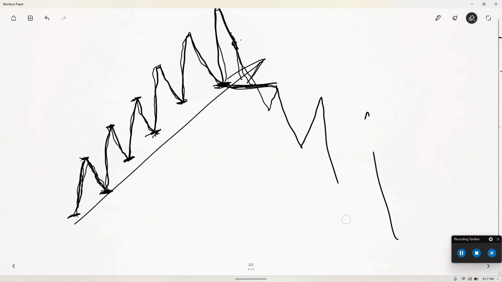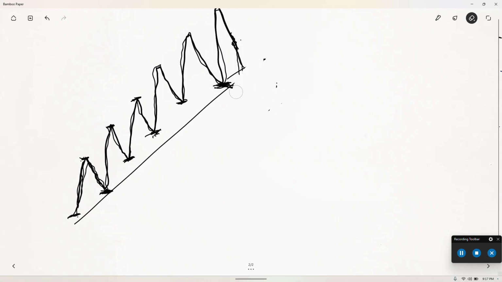Now, there are so many reversal patterns in the forex market that anytime you spot something like that, you will know that yes, this price is about to change direction.